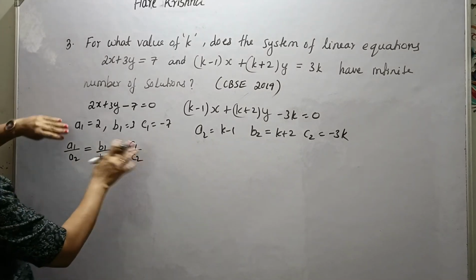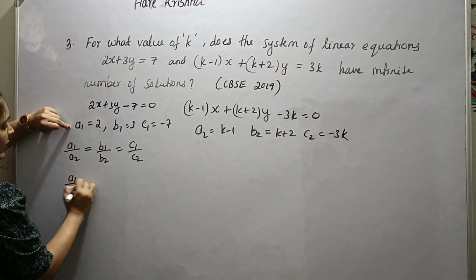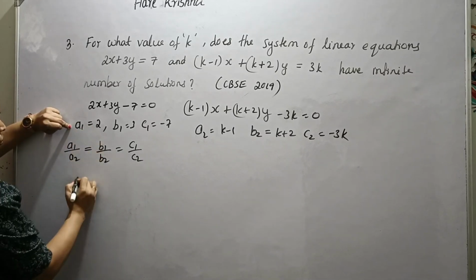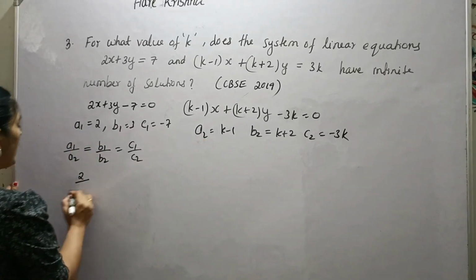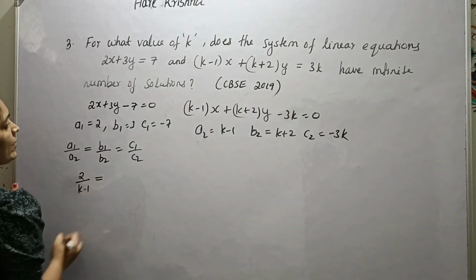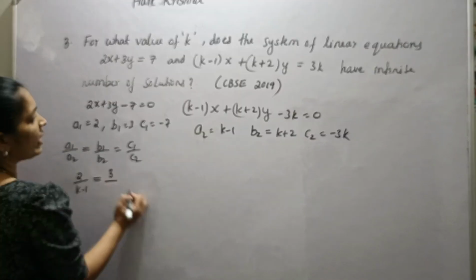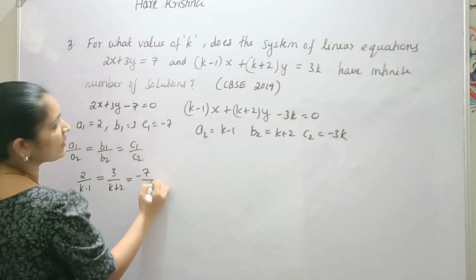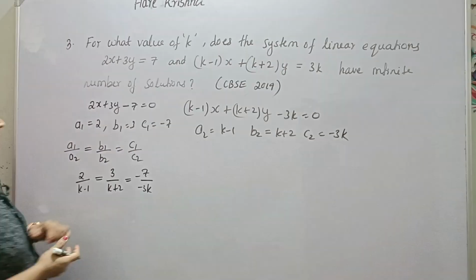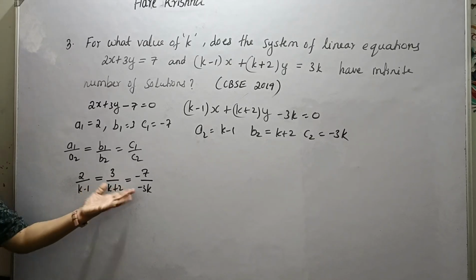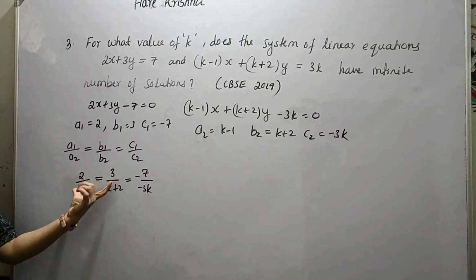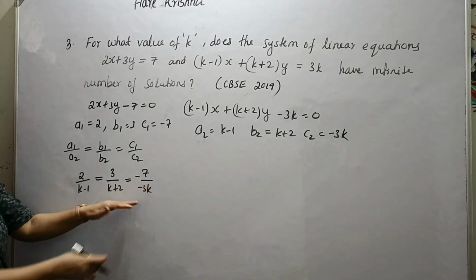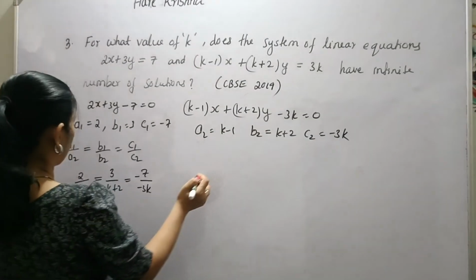Right? So here, let's take a1 divided by a2. What is a1? 2. 2 divided by a2 is k minus 1. That is equal to b1 divided by b2, which is 3 divided by k plus 2, and that is equal to minus 7 divided by minus 3k. Here we can take any one equation, either this one or this one. So let's take this one.